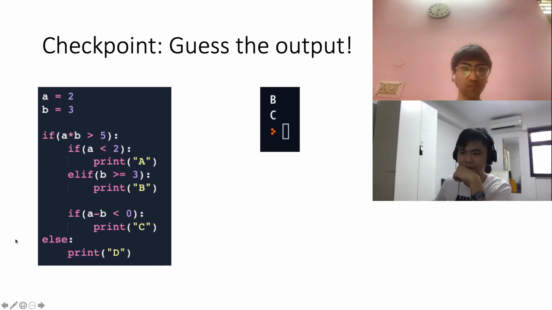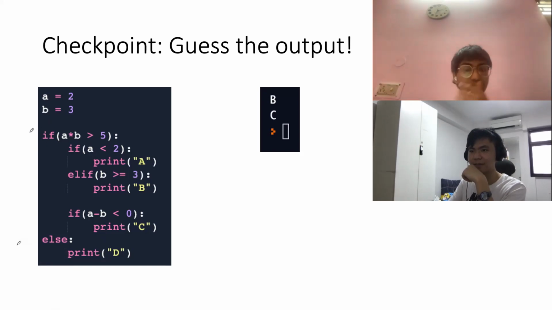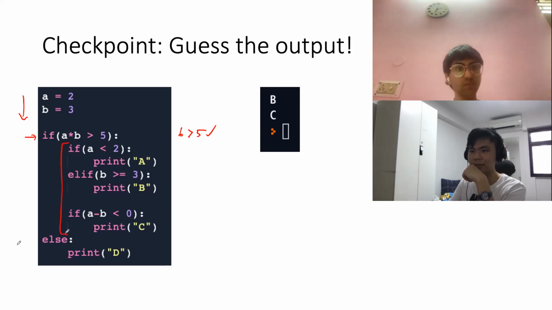So let me show you how we can think about and analyze these kinds of things. It executes line by line. So the first if statement is here. Is this true? 6 is greater than 5, which is true. So it executes this entire block of code, and ignores this thing. So it will never execute the else part. Then it executes this entire code. 2 less than 2 is false. So it doesn't execute this one.